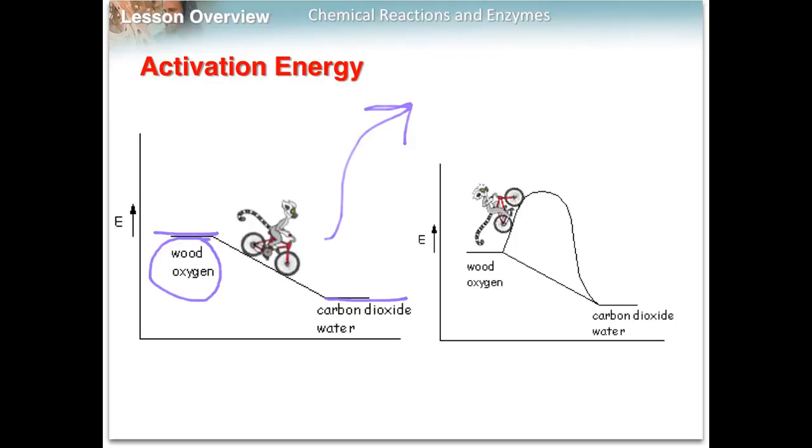Now, in this illustration, we can see that we have this initial energy level that's present in the wood and oxygen. And then, of course, this is our energy in the products. But instead of just going straight down the slope like this, we know that you have to get this process started. In other words, you have to light the match in order to get that wood and oxygen to begin the chemical reaction. So that energy that you have to supply to get that burning reaction started is just the activation energy.